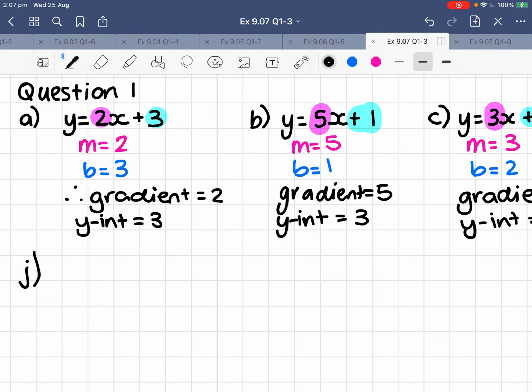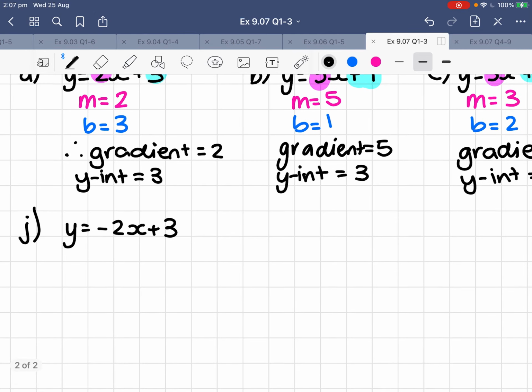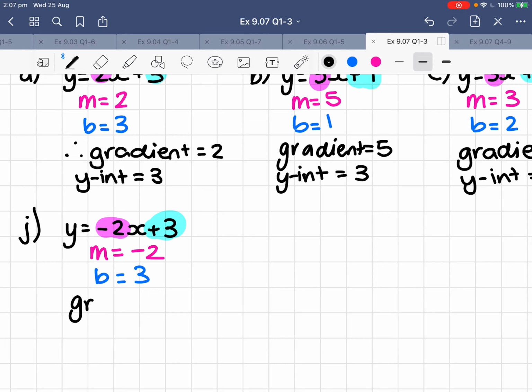Now I might just skip down to j. Hopefully you understand this. So y equals minus 2x plus 3 is 1j. Still, our gradient is the minus 2, and our b, or y-intercept, is our 3. So m equals minus 2, b equals 3. So our gradient equals minus 2, and our y-intercept equals 3.